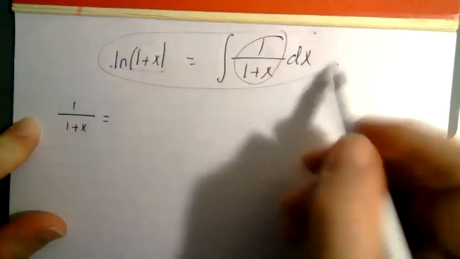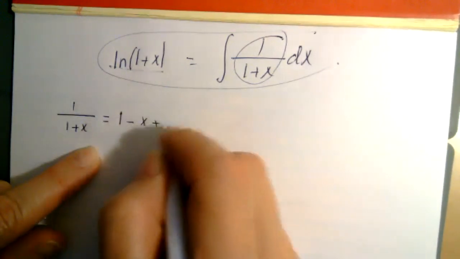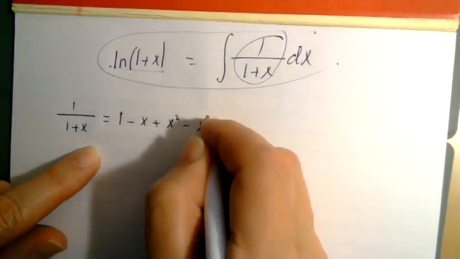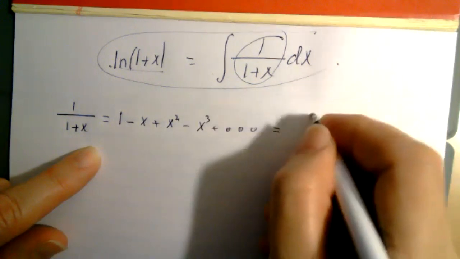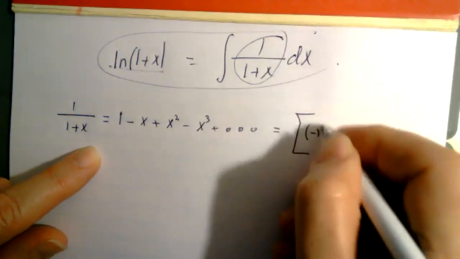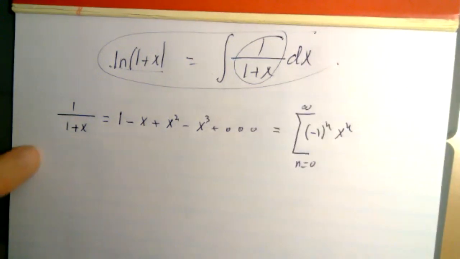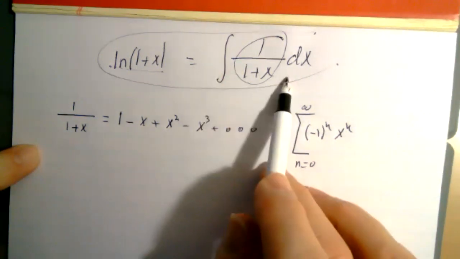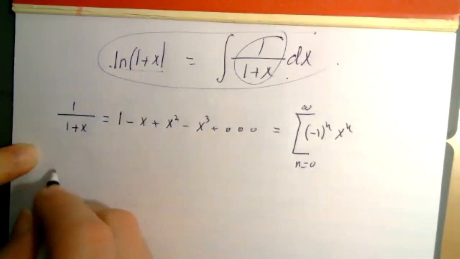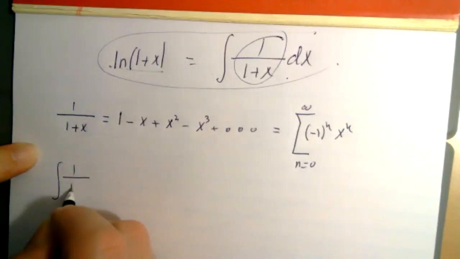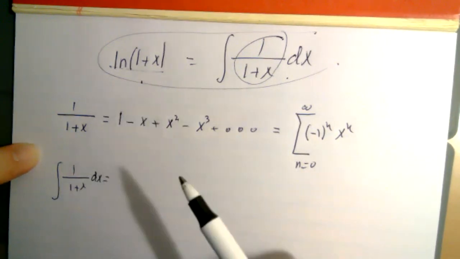So let's do that. 1 over 1 plus x is equal to... So step 1 is we relate. Step 2 is we integrate. It's 1 minus x plus x squared and so on. And this is equal to the sigma. Now, ln, we know that is the antiderivative. So it's crucial first to see what we're going to be doing. So now I'm going to take the antiderivative of that. Why am I taking it? Because that's what the ln is.